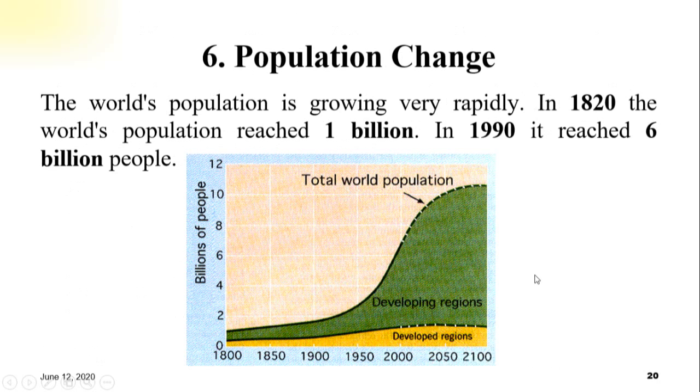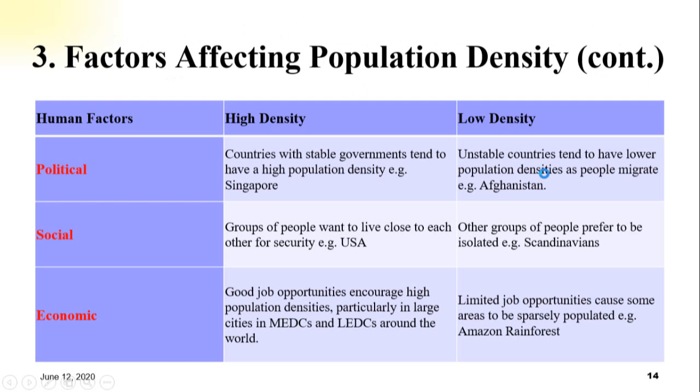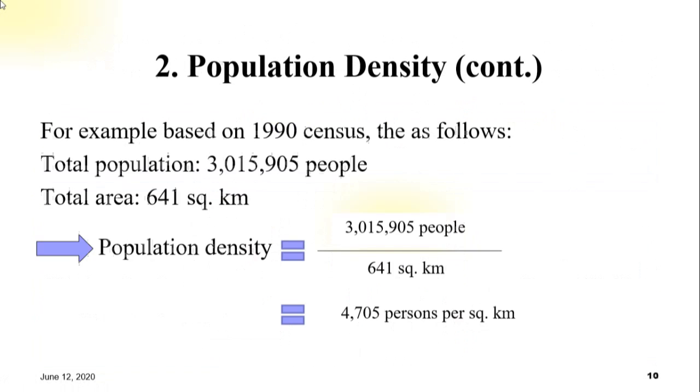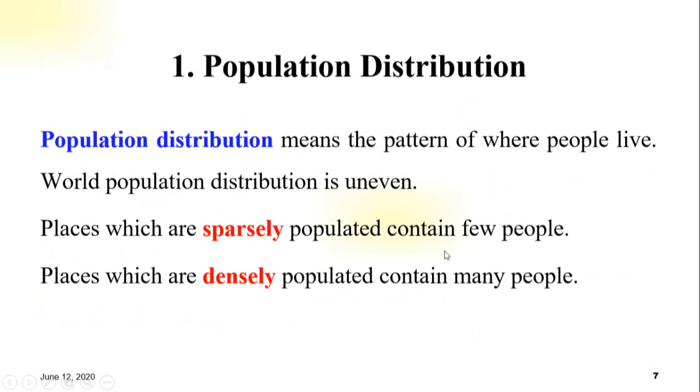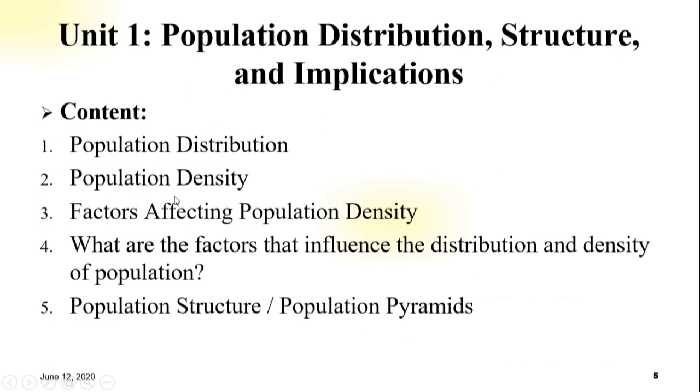For the population change, you will continue in the afternoon class. For number 1 until number 5, if you don't understand, you can read in the book and then ask me in Google Classroom. I hope all of you please read it one by one from number 1 until number 5. If you have any question, you can ask me in Google Classroom.